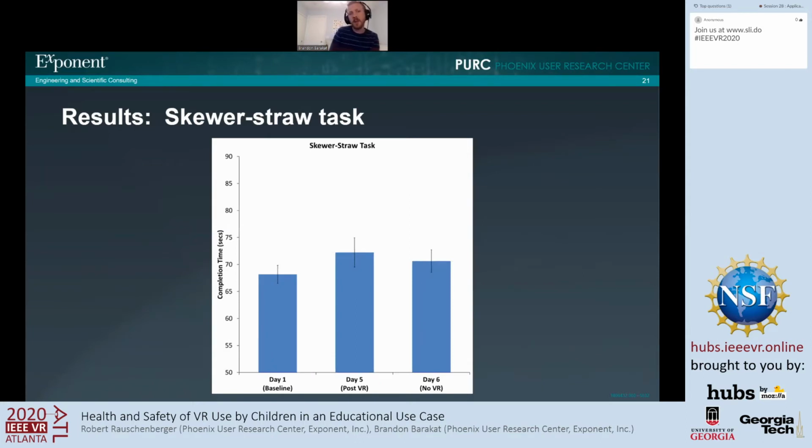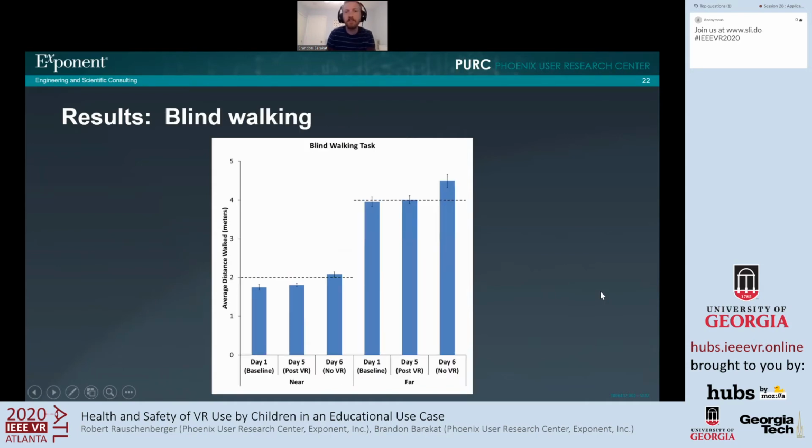For the skew wrist draw task, again, this was the hand-eye coordination task. Again, no significant adverse effects here. There's a few seconds increase after VR, but this was not statistically significant. For the blind walking study, after VR on day 5 for both the near and the far distance measurements, again, no significant difference compared to baseline.